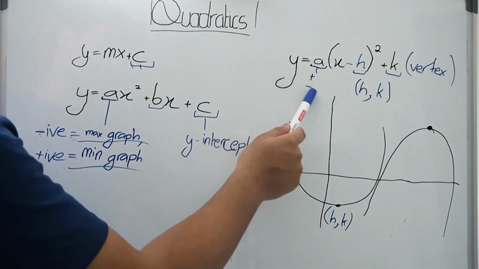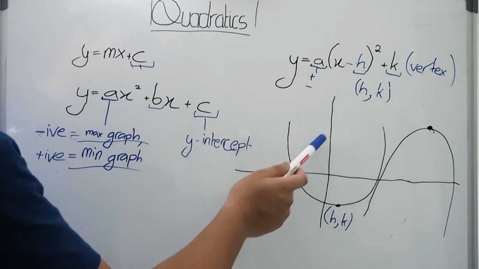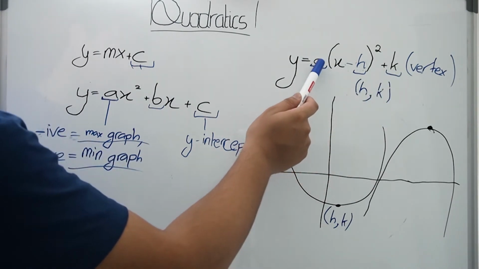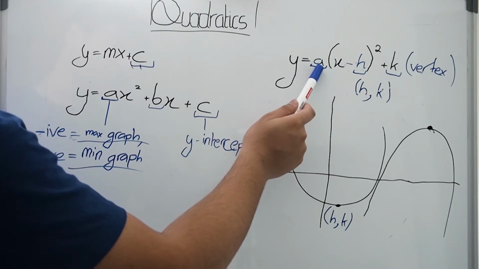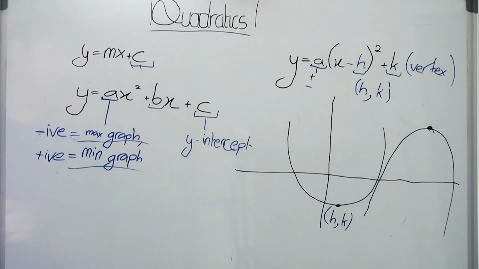You should note this vertex form down as well as what you can use here. For example, what the A represents and what H and K represent.